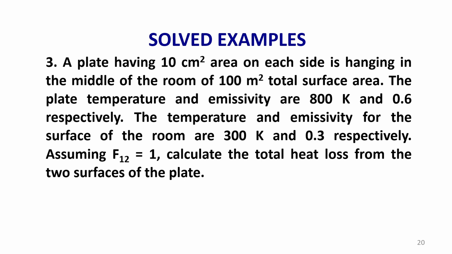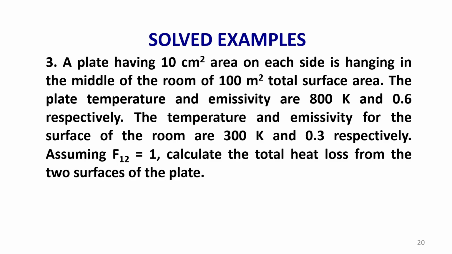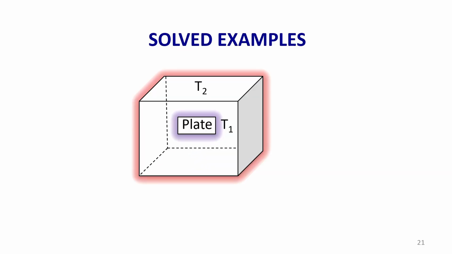The plate temperature and emissivity are given. The temperature and the emissivity for the surface of the room are also given. Calculate the total heat loss from the two surfaces of the plate, that is, on both sides.